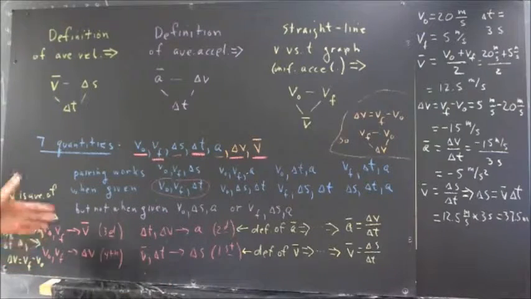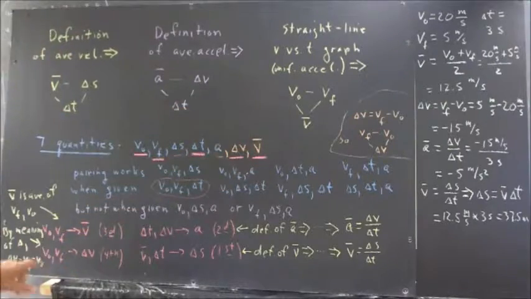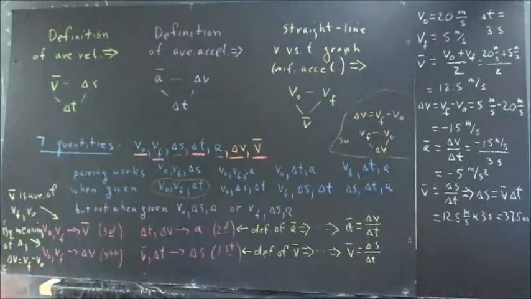Okay, so I write that down. V naught and Vf gives us V bar. We can see that. V naught and Vf gives us delta V. We can see that that's going to be true. We'll think about what that means in a few minutes.